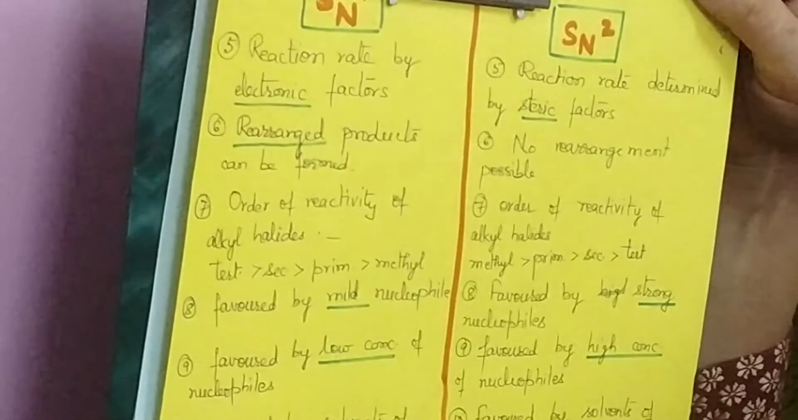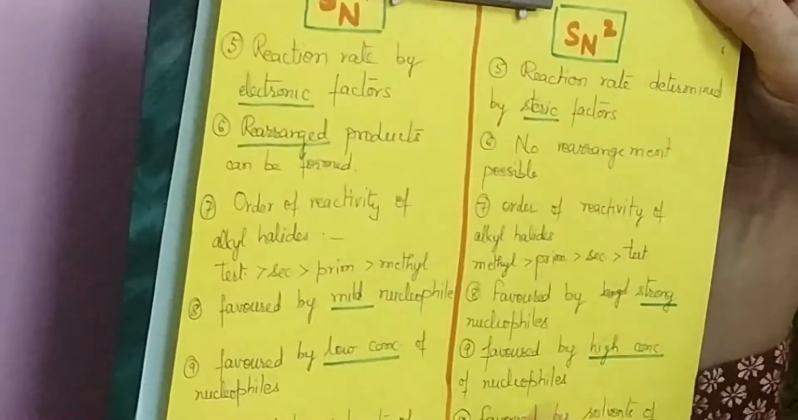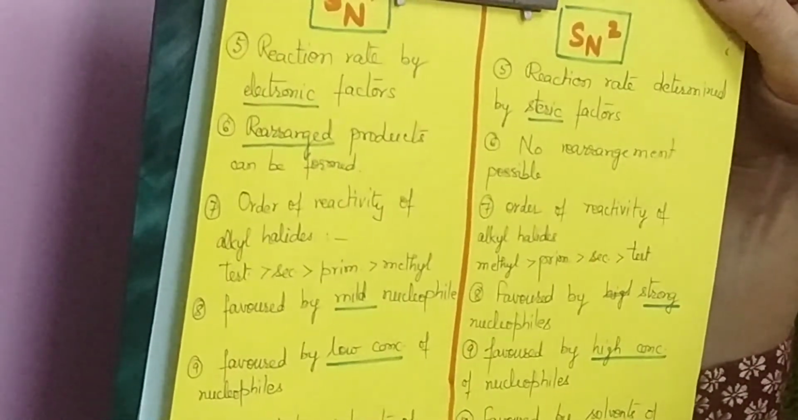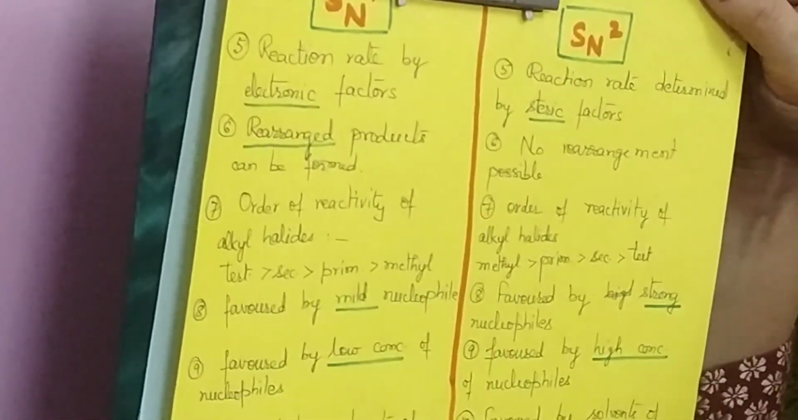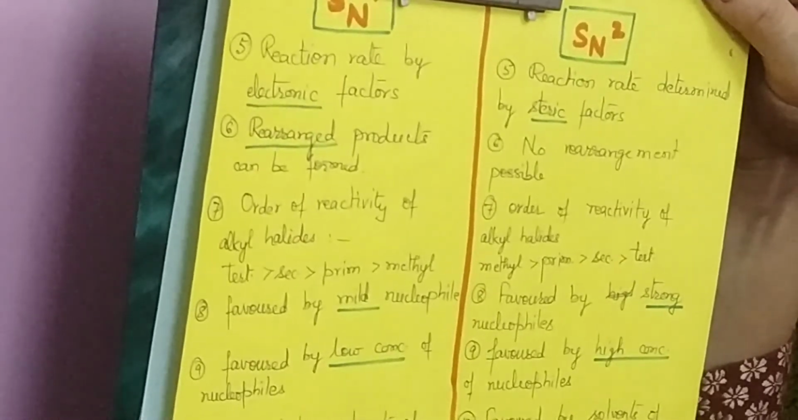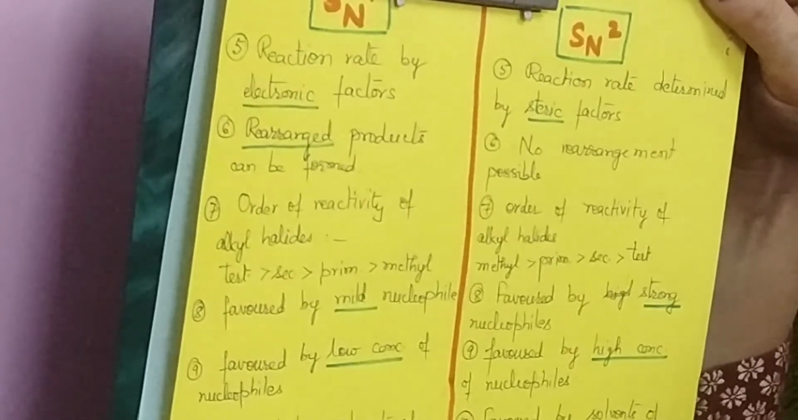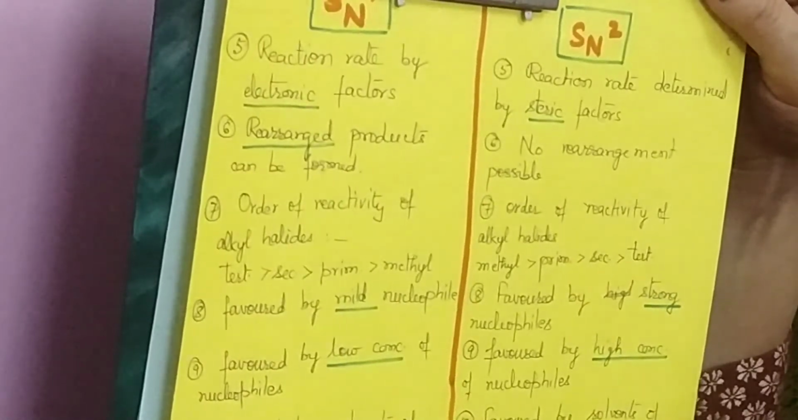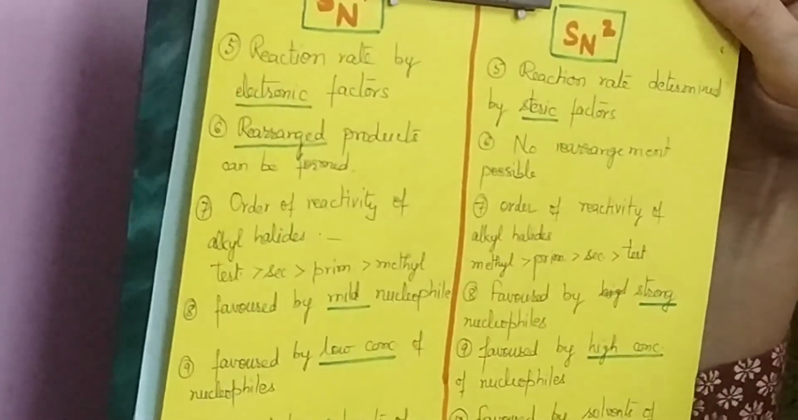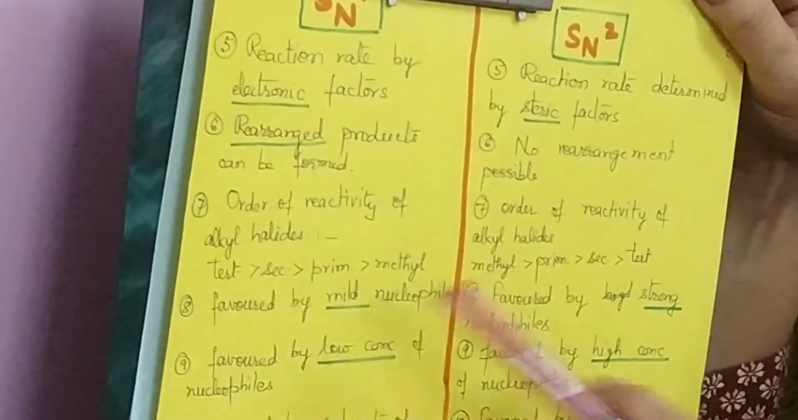As carbocation is involved, carbocation always leads to rearranged products because of the preference for the formation of a stabler carbocation, which may be as a result of hydride shift. Even the alkyl shift can take place here. In the case of SN2 mechanism, however, no rearrangements are possible at all. Another point is that the order of reactivity of alkyl halides with SN1 mechanism is tertiary, then secondary, then primary, and then methyl. You already are clear about it.